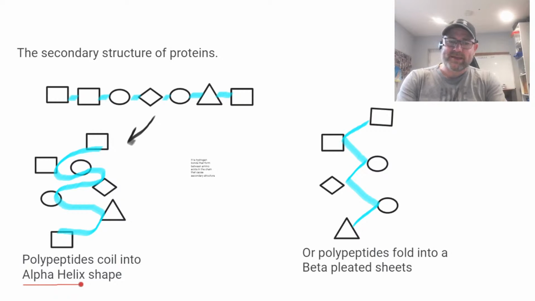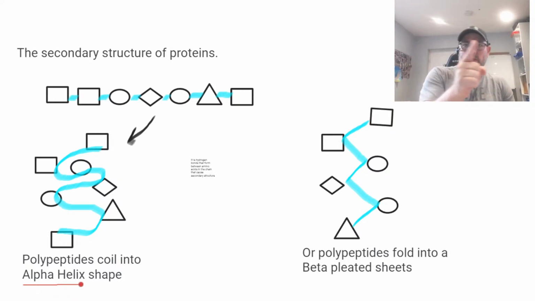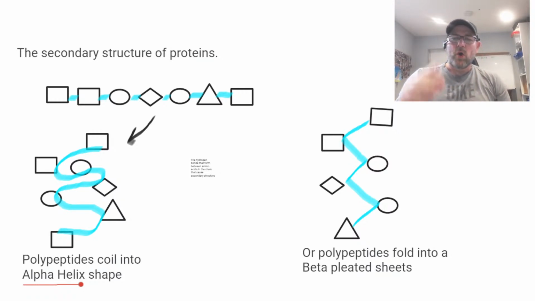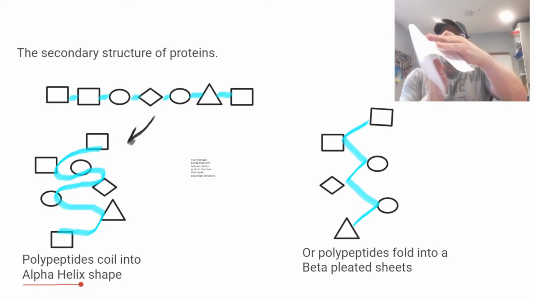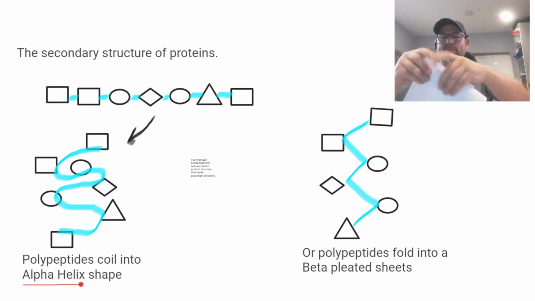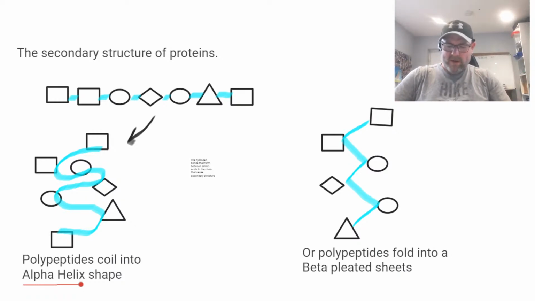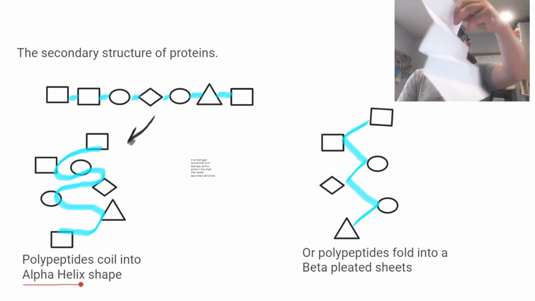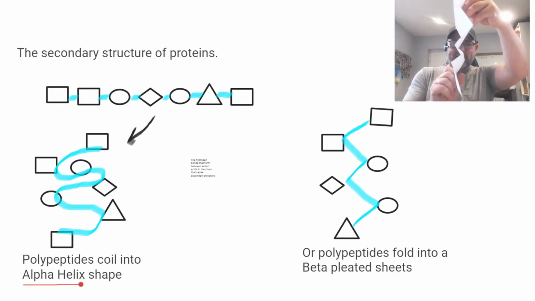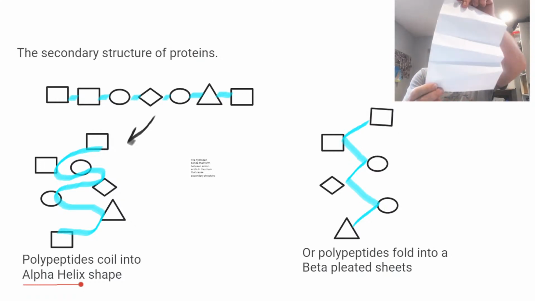You remember the double helix in DNA? This is a single coil like a spring. It coils round like a spring like that. Or a beta pleated sheet, which is kind of like, if you just took paper and you folded paper, yeah, I got a D in art for GCSE. If you folded paper, that would be a beta pleated sheet like that.